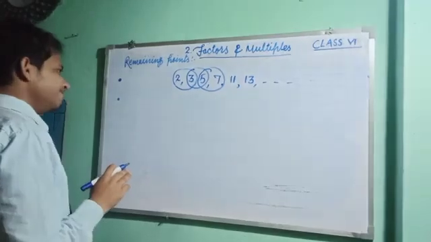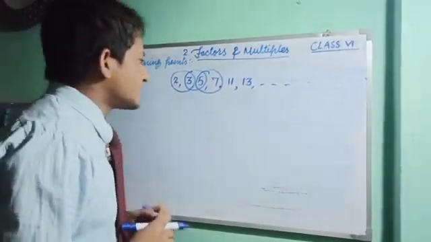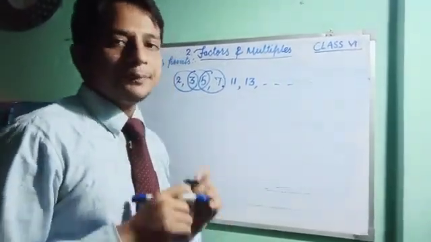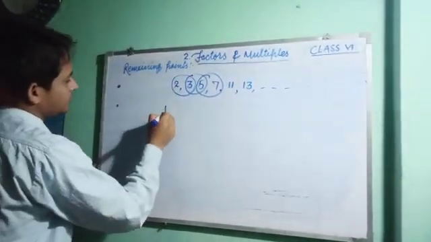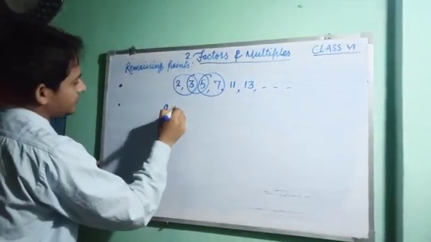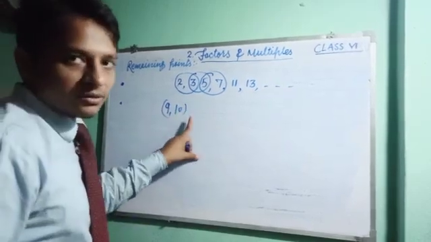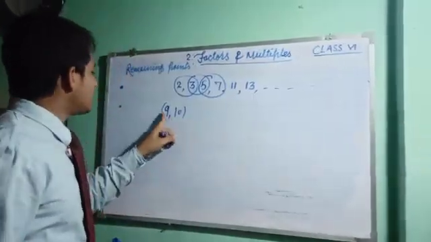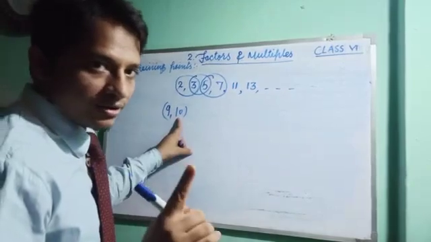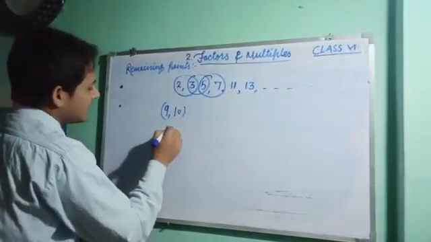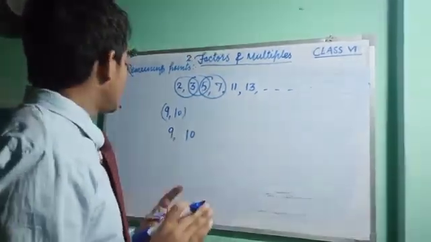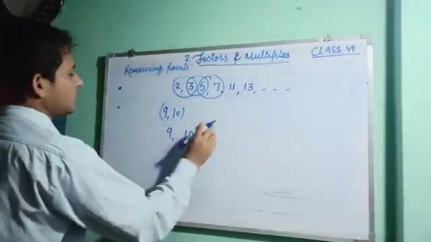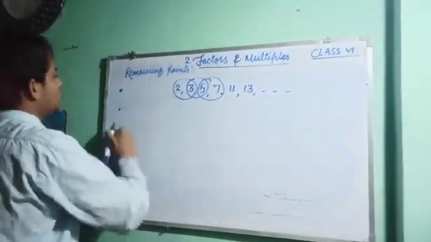But two co-primes need not be primes. Let us see with the help of an example. Suppose 9 and 10 are both co-primes. Why? Because the HCF of 9 and 10 is 1. But 9 and 10 are not prime numbers. I hope you get the point.